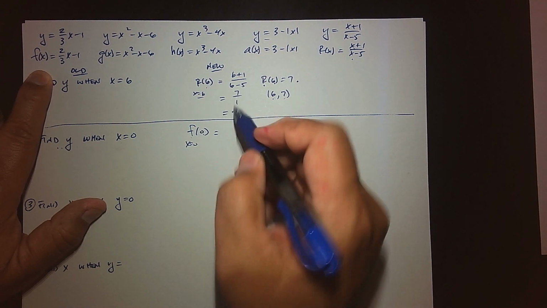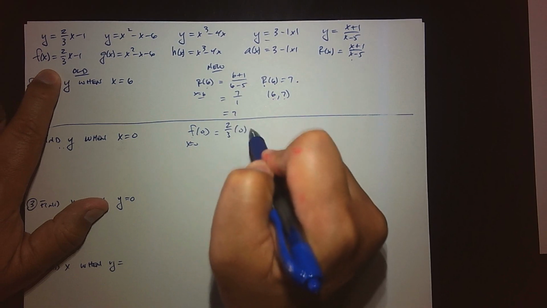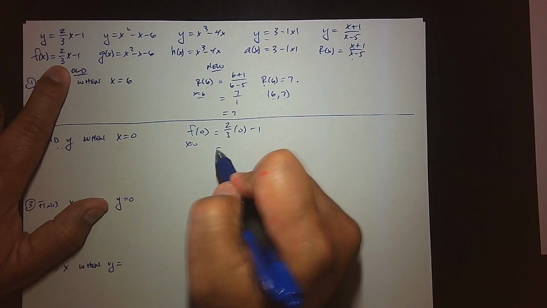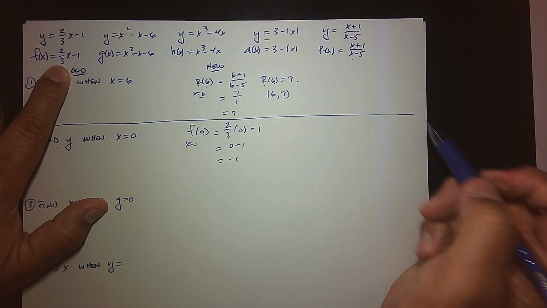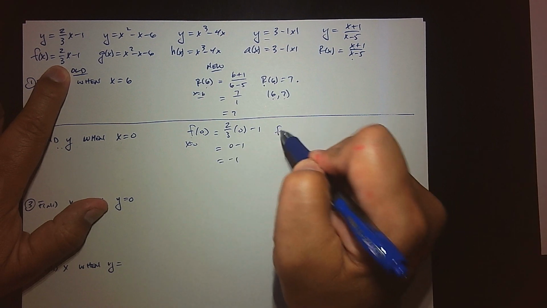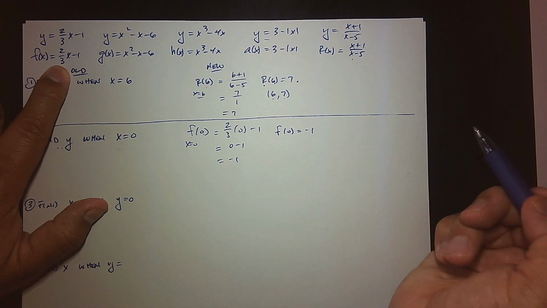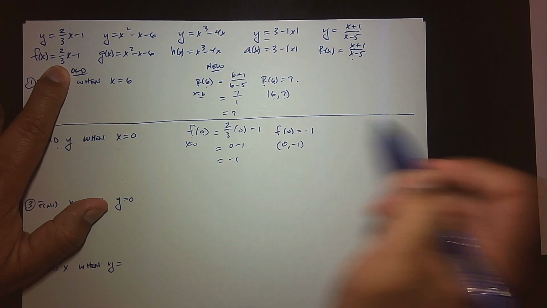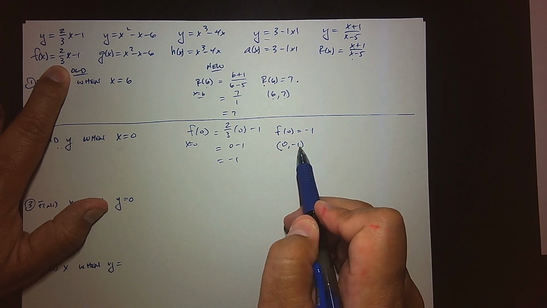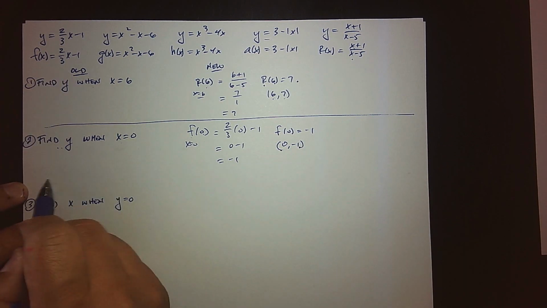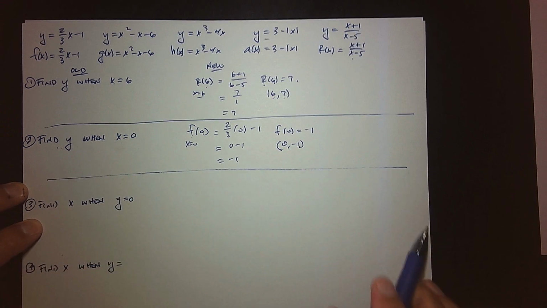So what's the output? I'll come over to the function. I'll replace that x with 0. 2/3 of 0 is 0, and so we get a -1. So functionally speaking, we're saying that f of 0 is -1. As an ordered pair, we're saying that. Or you can literally just say it. When x is 0, y is -1. Okay?